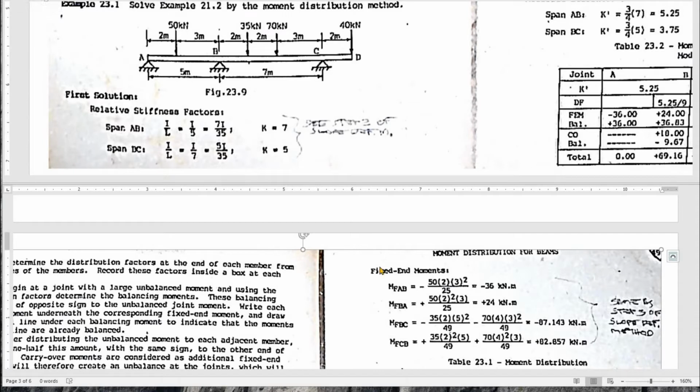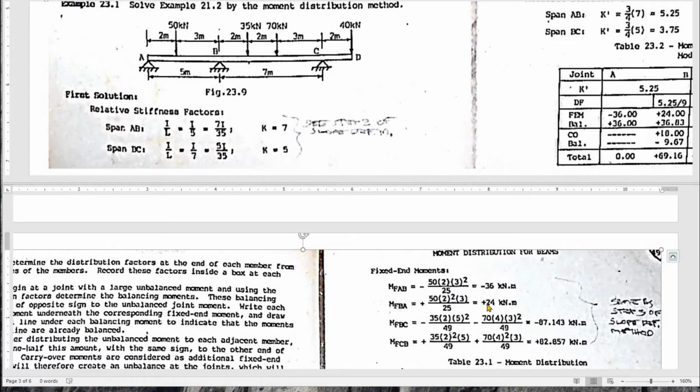Next step would be finding the fixed end moments. So for fixed end moment AB, we have 50 times 3 squared times 2 divided by 5 squared, which is 36. Pero since this is considered as a reaction, so magiging counterclockwise ang kanyang reaction moment. Kaya negative dito. For BA, okay, you have 50 times 2 squared times 3 divided by 5 squared. At ang reaction moment niya would be clockwise.